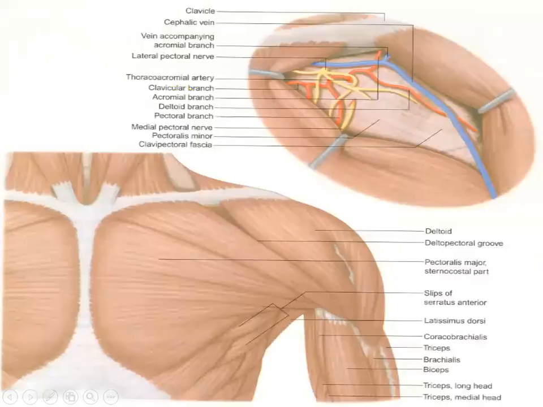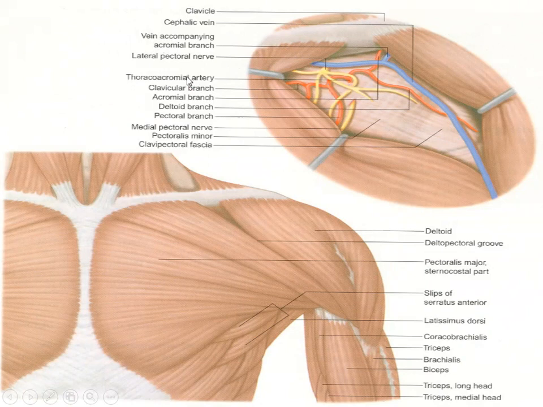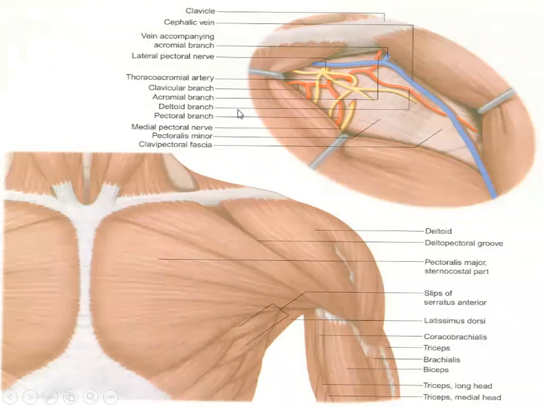So now going back to this picture, this is the lateral pectoral nerve. Then here you saw the medial pectoral nerve. Along with that, this is the artery coming here. This is the thoracoacromial artery, which is giving four branches. This is the clavicular branch. Then this is the acromial branch. Then this is the deltoid branch, and here is the pectoral branch. These are the four APCD branches coming from the thoracoacromial artery. This is the artery and its four branches.